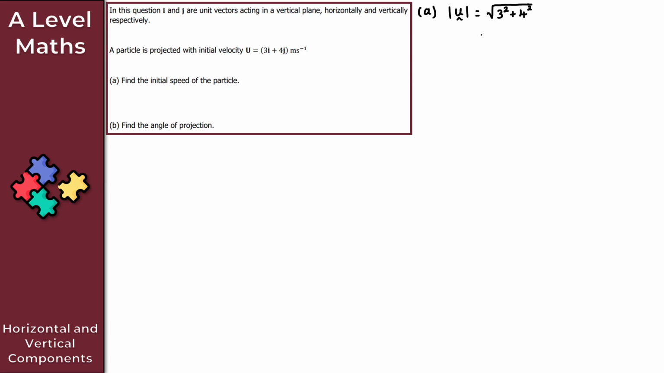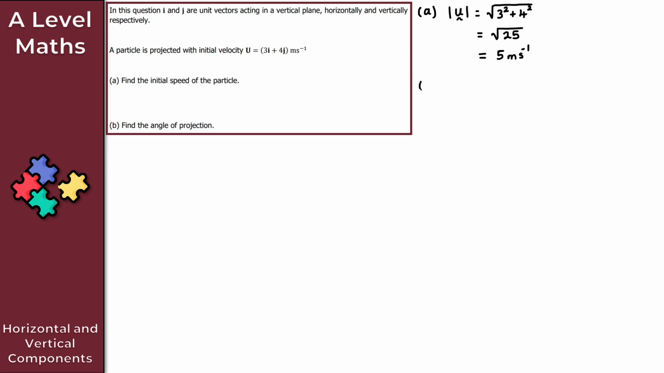like so. So nice and straightforward here, right? This is one of our Pythagorean triples. So we get the square root of 25. And the square root of 25 gives us 5 there. Okay. And don't forget the units as well. So 5 meters per second there. Okay. So that gives us the solution to part A there.